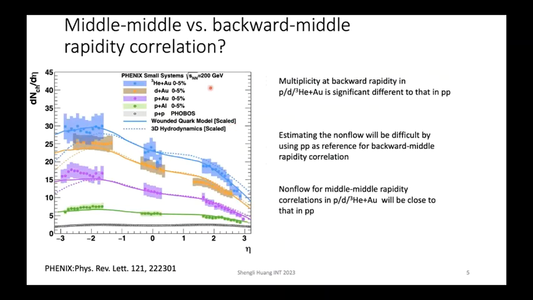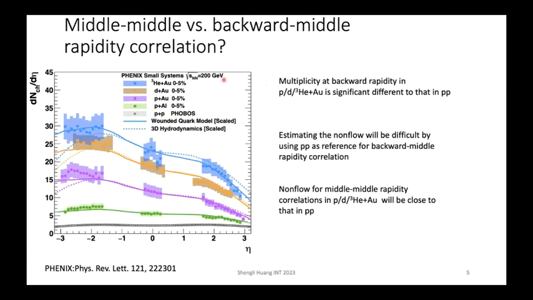Now we start talking about the measurement. In STAR, we measure the two-particle correlation at mid-rapidity, and in the previous measurement, like PHENIX, they measure the backward and the middle rapidity. So I want to say which one is better, what is the advantage and what is the disadvantage of these two kinds of measurement.